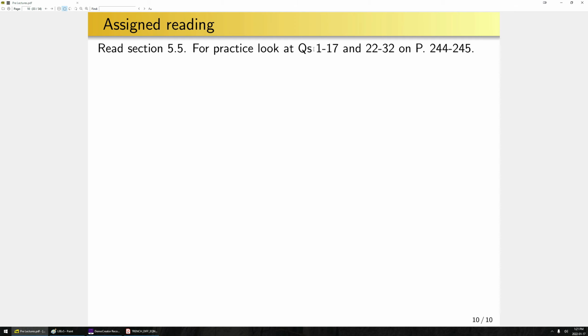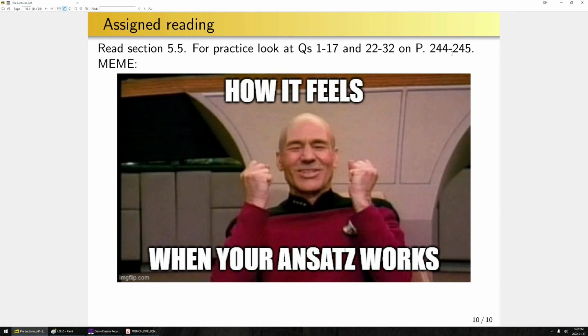Okay, for practice problems, I want you to look at questions 1 through 17 and 22 through 32 on this page, or these pages. Again, you don't have to look at all of them, and here's your meme. How it feels when your ansatz works. Yes, it worked. We have a nice solution. And yeah, that's what ansatzes are for. Guess the solution. Hopefully it works and you find it. If not, it doesn't work, try a different one.